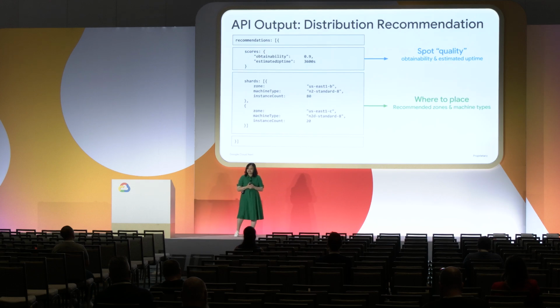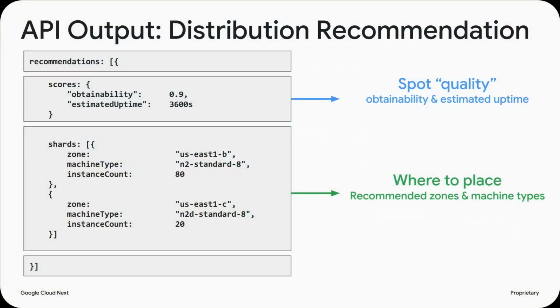Now, there might be cases where the quantity of VMs that you're looking for might not all be available in the same zone, or might not all be available at the same machine type, right? So in this example, the API tells us that you can still get the 100 VMs you're looking for, but you're going to have to distribute them as 80 N2 standard 8s in East 1B and 20 N2D standard 8s in US East 1C. But the sum of those parts together still get you the scale that you were looking for.